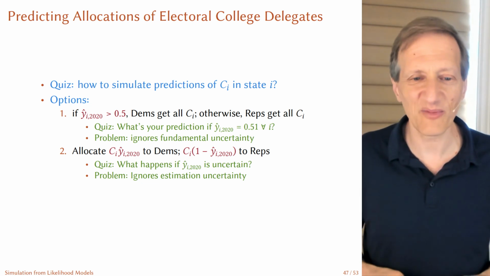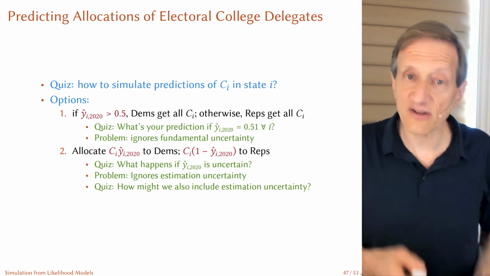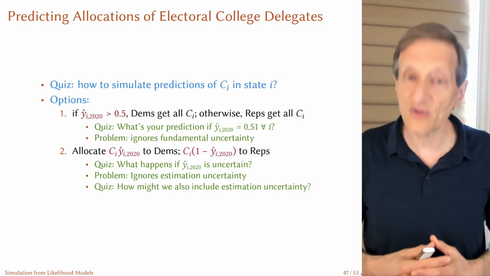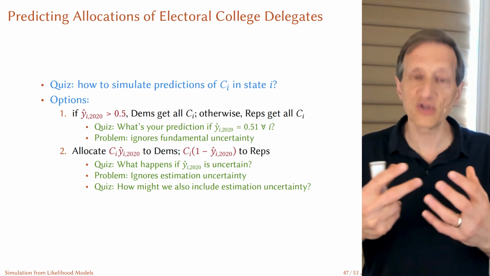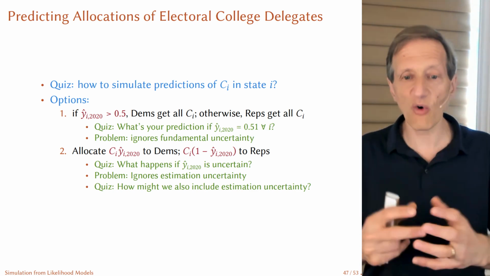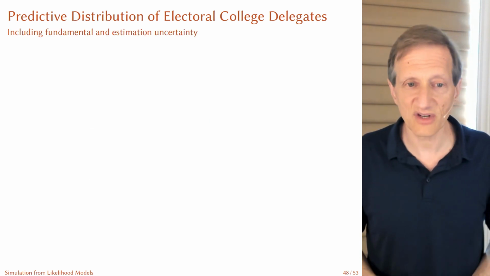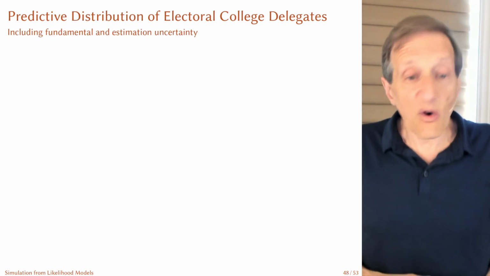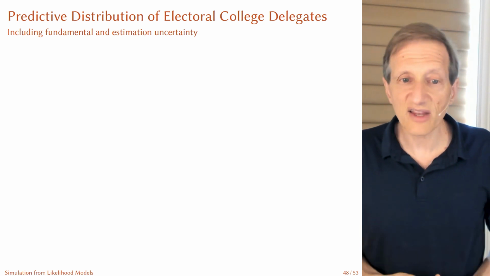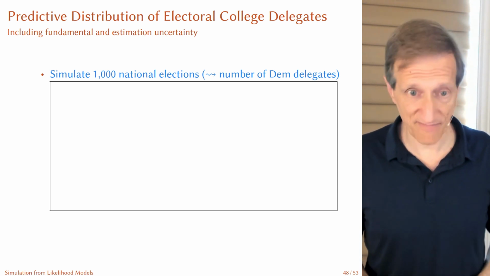It's actually remarkable. Okay. So how might we include both fundamental uncertainty and estimation uncertainty to do this right? Because when you use simulation to present your results and make calculations, the fundamental rule is that you always use all sources of estimation uncertainty and fundamental uncertainty. So what we need here, to begin with, is the predictive distribution of Electoral College delegates, including both sources of uncertainty.